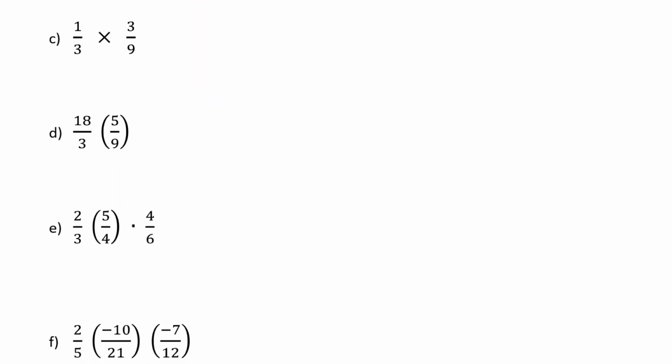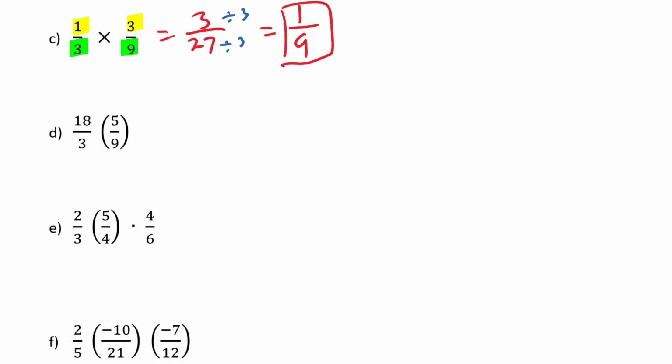I'm going to show you 2 different ways to do this. First of all, we'll just use our standard method. Multiply the tops, multiply the bottoms. 3 over 27. Pull out a common factor of 3 now from the top and the bottom. And here we have 1 over 9. Final answer.